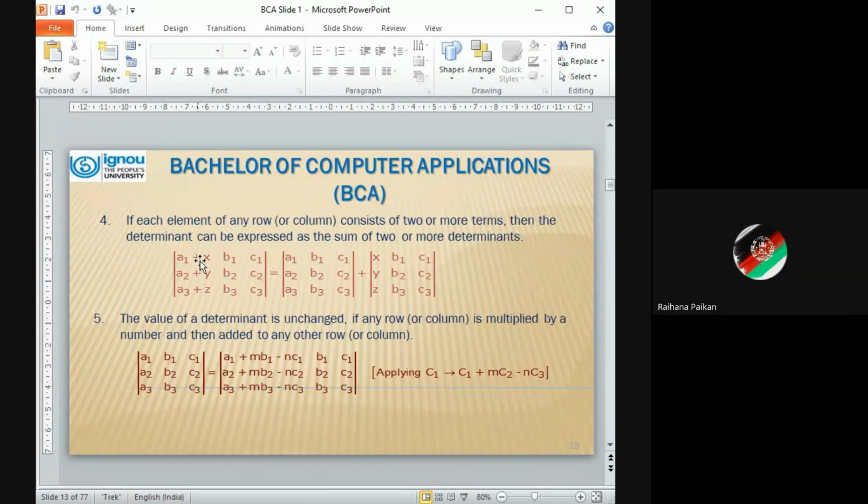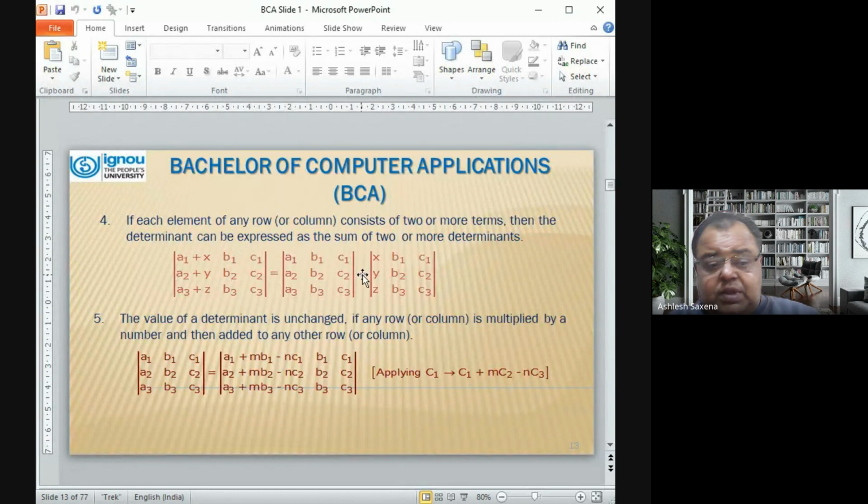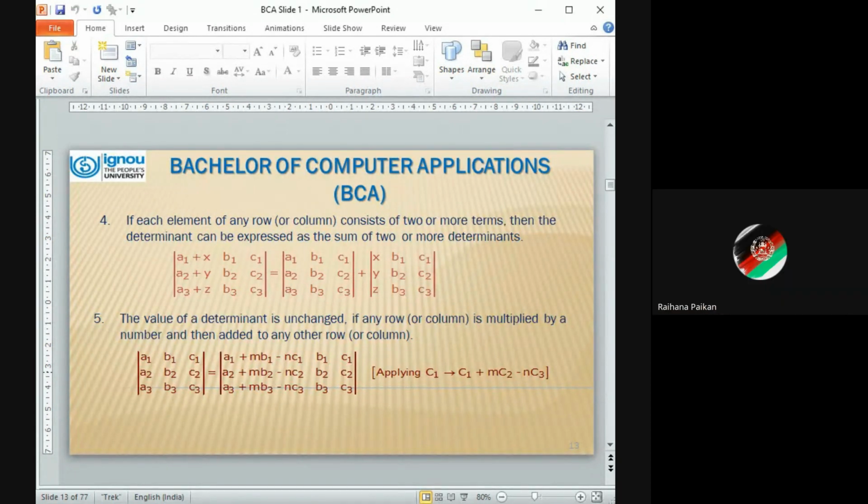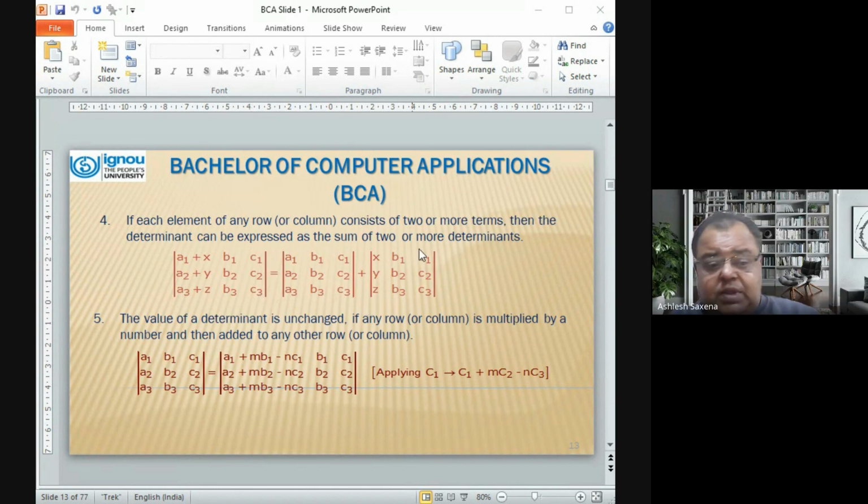What I will be doing, I will be picking this element, this, this, and this. Plus sign because here it is a plus sign. I will be taking plus, and what is left now? X, Y, Z. And the third one will be C1, C2, C3. That means this has been split up into two.